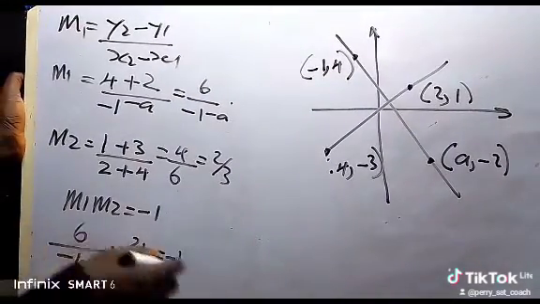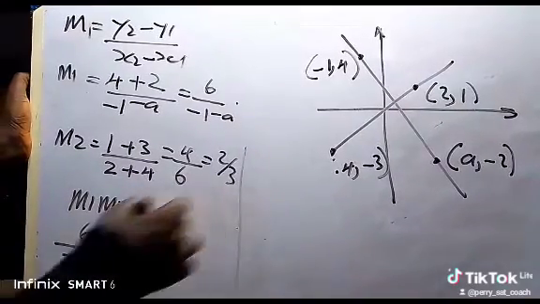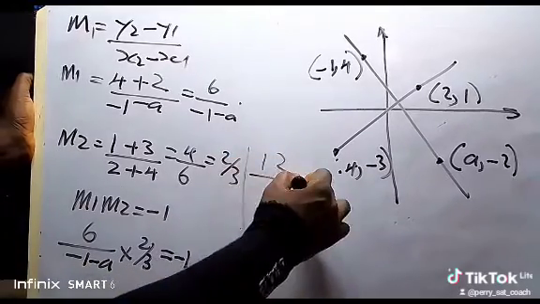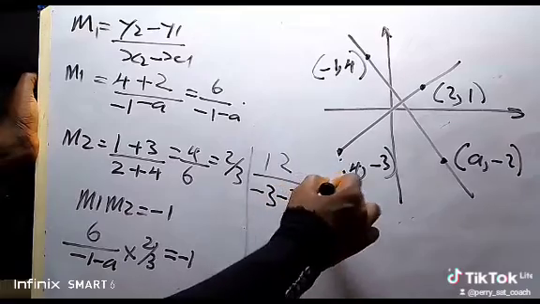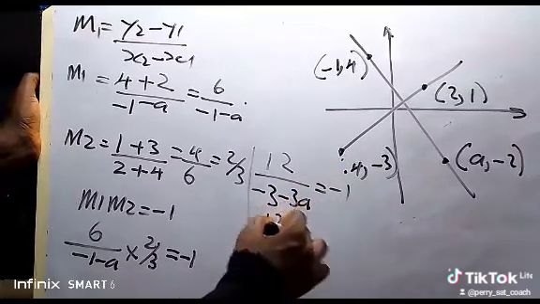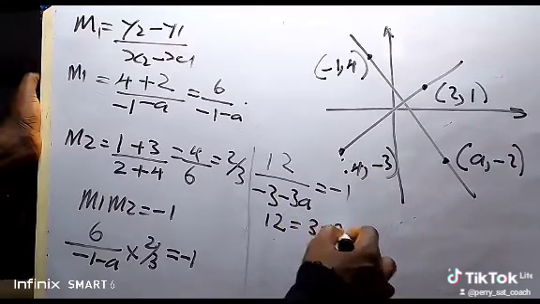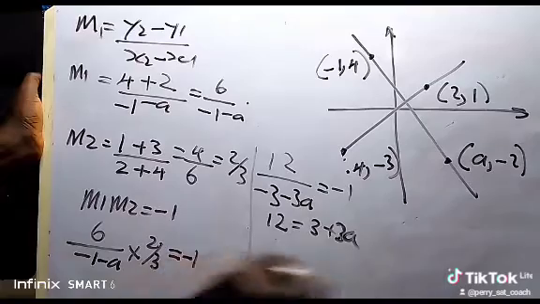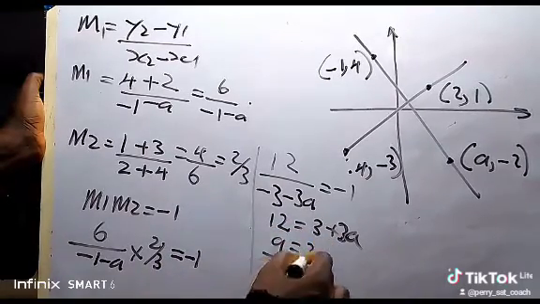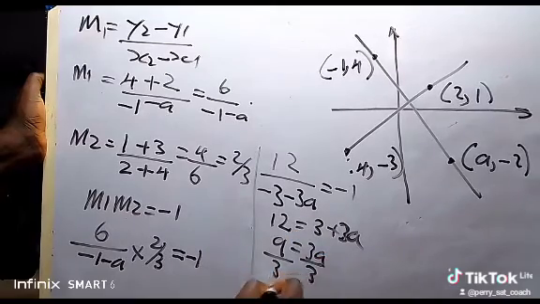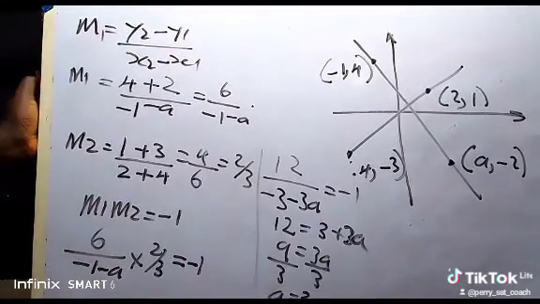Let's proceed. So what we have here, if you cross multiply, what you have is 12 all over -3 minus 3a is equal to what? -1. Cross multiply, you have that 12 is equal to what? 3 plus what? 3a, is it not? 3 plus 3a. If you check this way, this will give us 9 is equal to what? 3a. So divide both sides by 3, and you have that a is equal to what? 3. So that is the value of what? Of our y.